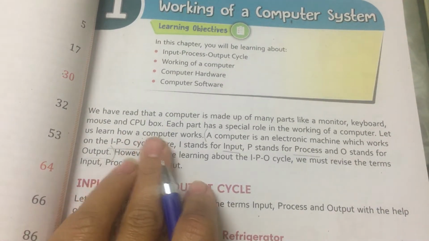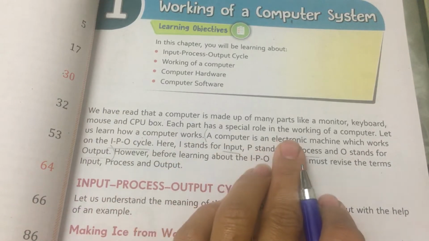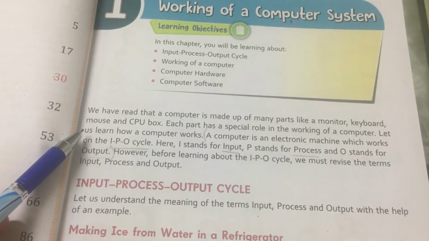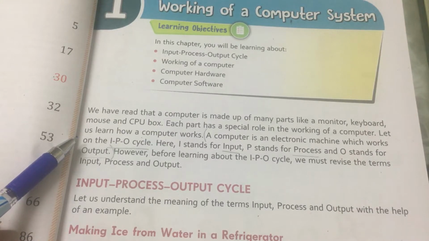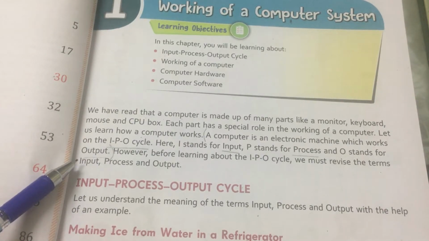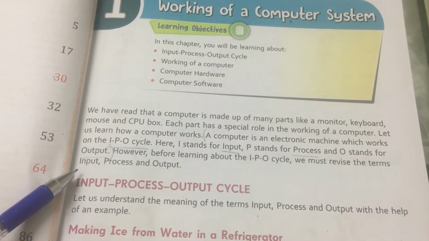We have read that a computer is made up of many parts like a monitor, keyboard, mouse, and CPU box. Each part has a special role in the working of a computer. Let us learn how a computer works. A computer is an electronic machine which works on the IPO cycle. Here, I stands for input, P stands for process, and O stands for output. However, before learning about the IPO cycle, we must revise the terms input, process, and output.